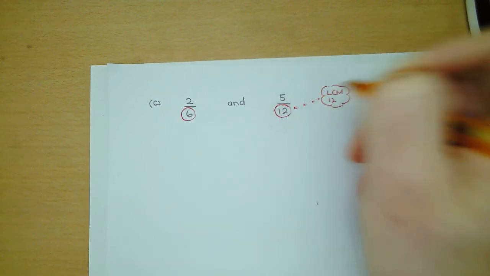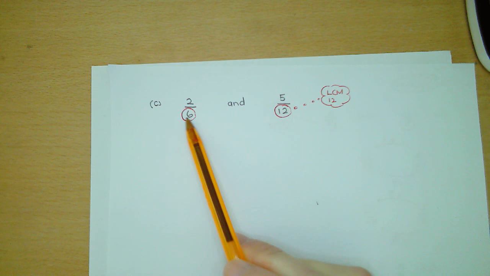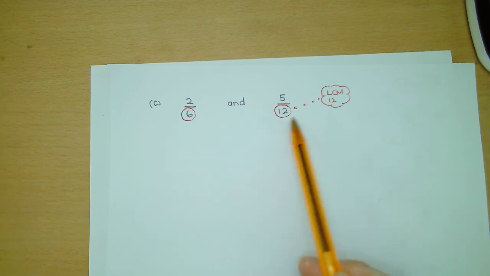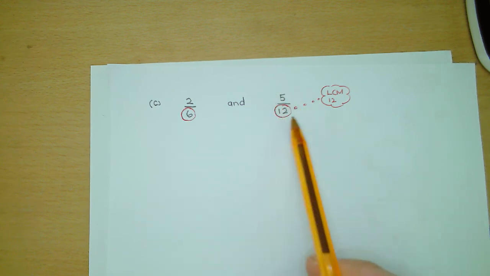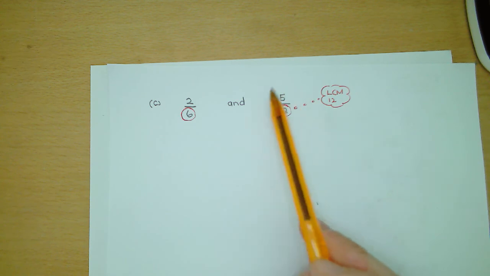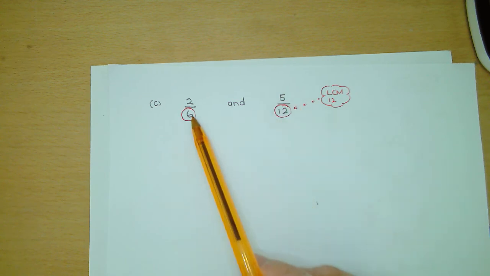So that means we're going to make the denominators of each fraction 12. Now the good news is this denominator already is 12, so we actually don't need to do anything to 5/12. We can just keep it as it is. We do have to make the 6 here into 12.